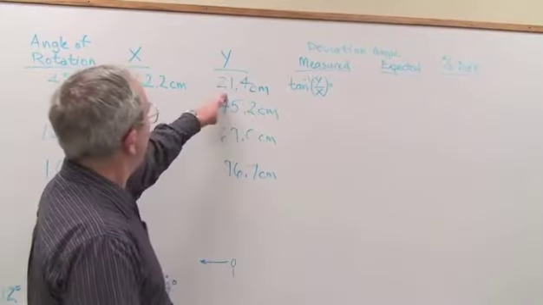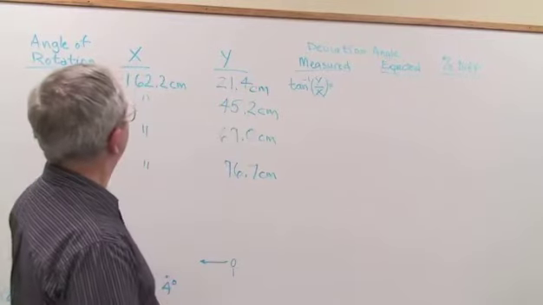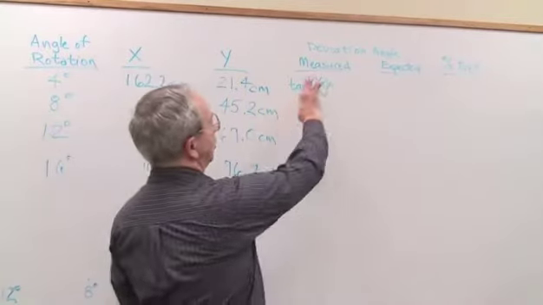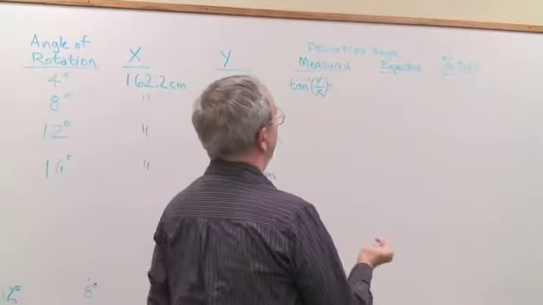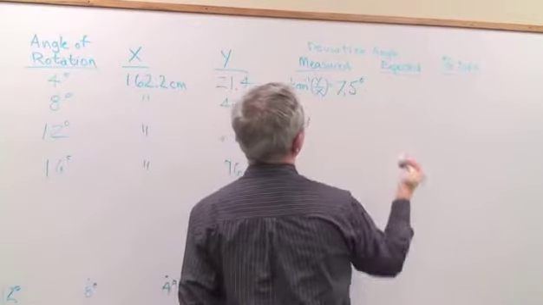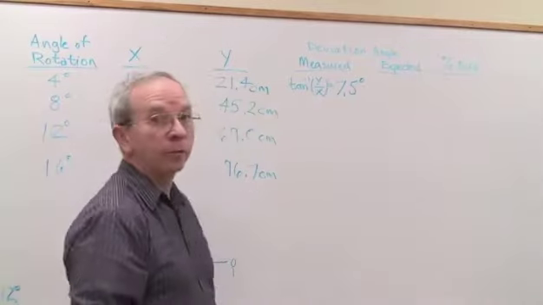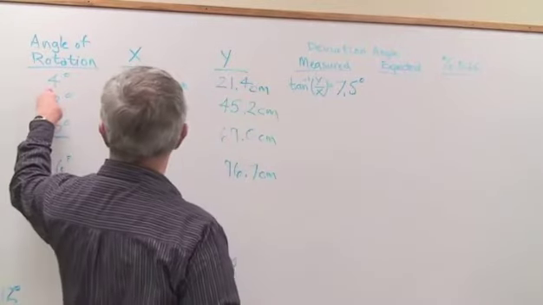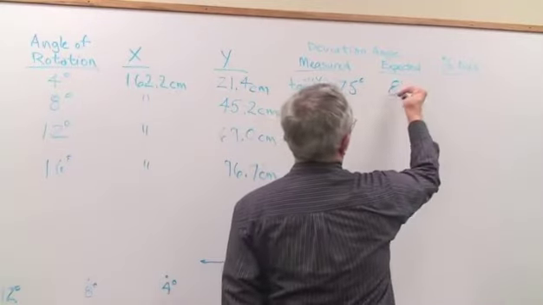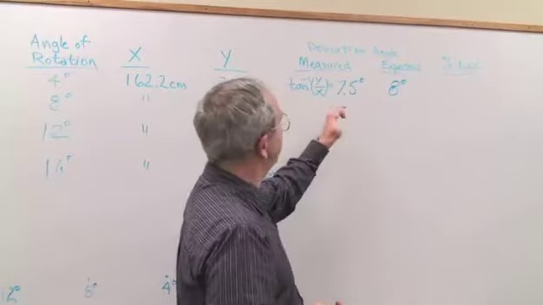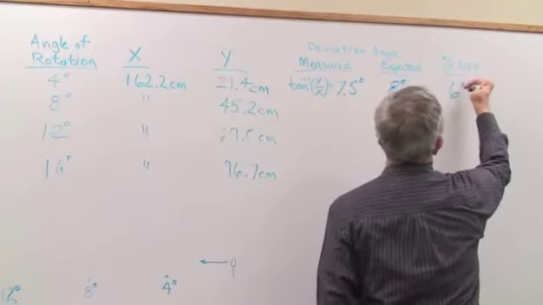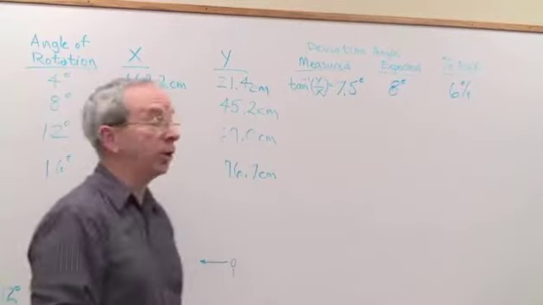All right, let's look through some of the calculations for this data that we've measured. If we have a y of 21.4 and an x of 162.2, we can calculate the angle by the inverse tangent of y divided by x, and plug that into your calculator and you'll get a measured angle of 7.5 degrees. And the expected angle for this would be twice the angle of rotation, so that would be 8 degrees. And if we calculate the difference between 8 degrees and 7.5 degrees, you'll get about 6% difference, which is not too bad. That's pretty good.